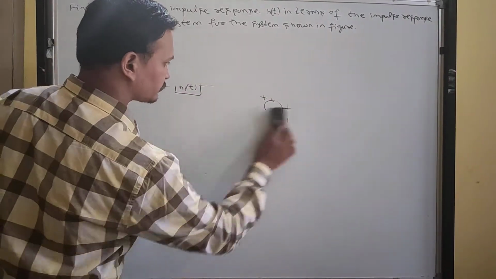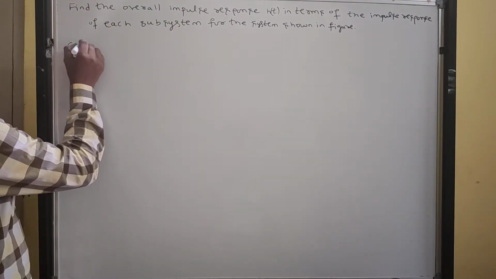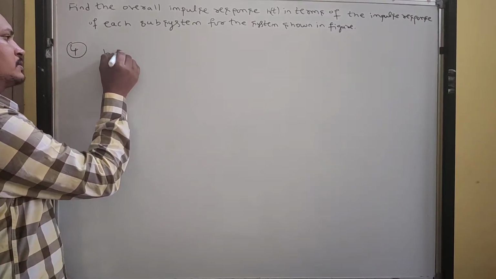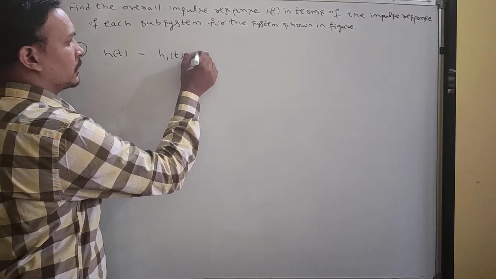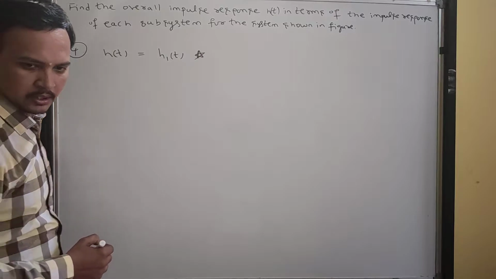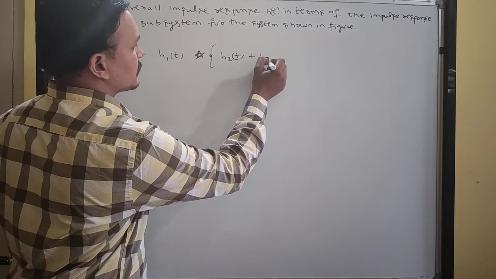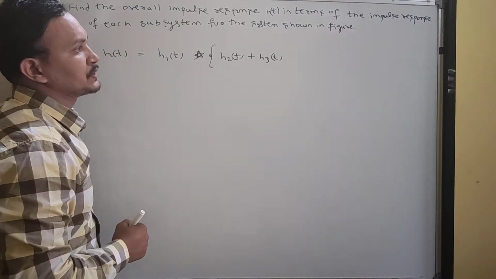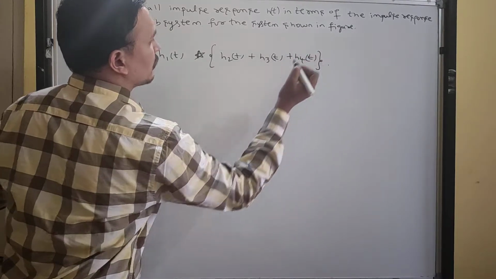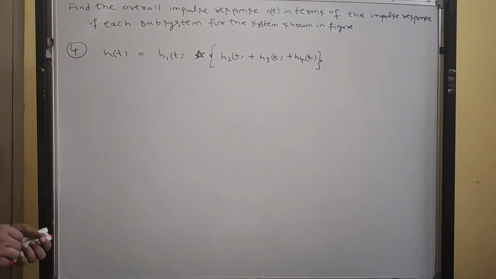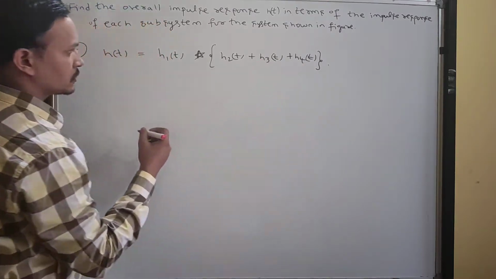Question number 4. Write h(t) is equal to h1(t) convolution, within the bracket, h2(t) plus h3(t) plus h4(t). Draw the diagram for this. See, all are connected in parallel, so you write that part.